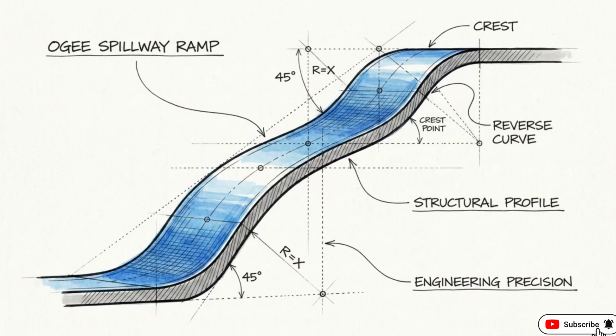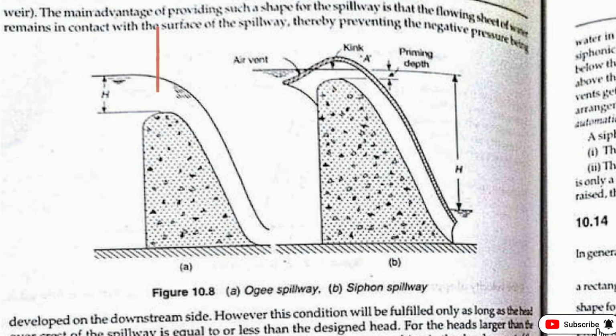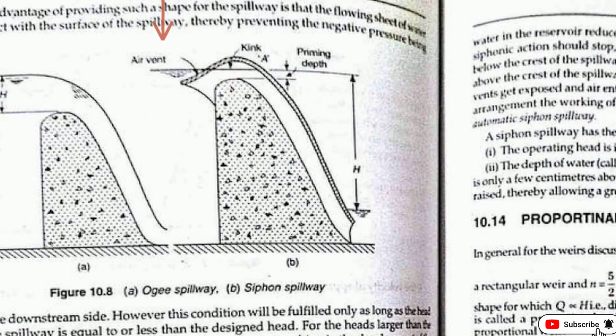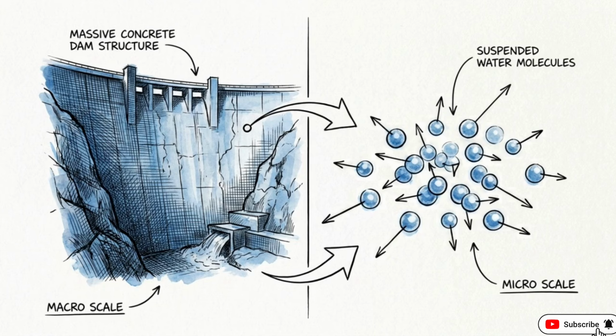The solution is the spillway, specifically a highly calculated, gracefully sweeping ramp known as the OG spillway. This mathematical curve forces the fast-moving water to maintain tight surface contact, eliminating the gap and removing the threat of cavitation. The adjacent siphon spillway uses trapped air to create a vacuum, automatically sucking excess water out at a critical depth. To build these massive shapes, engineers had to reverse engineer the fundamental behavior of individual water particles.